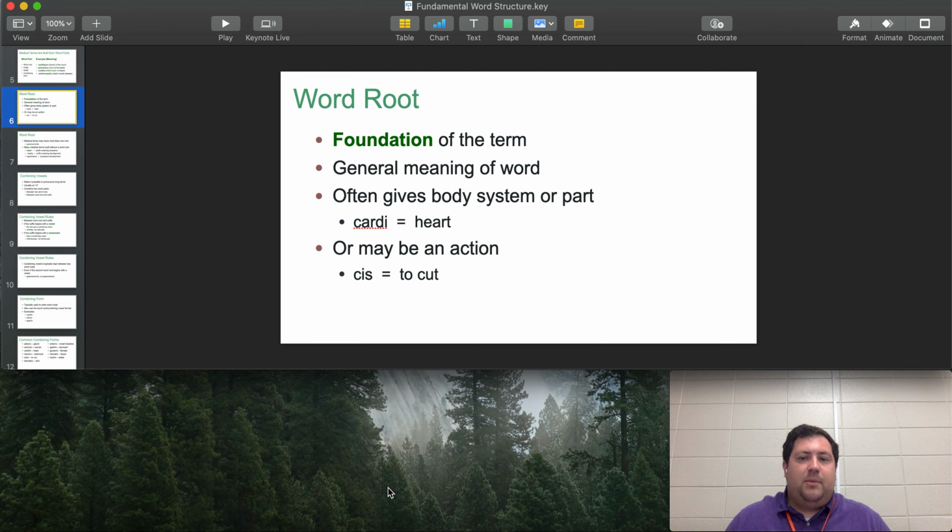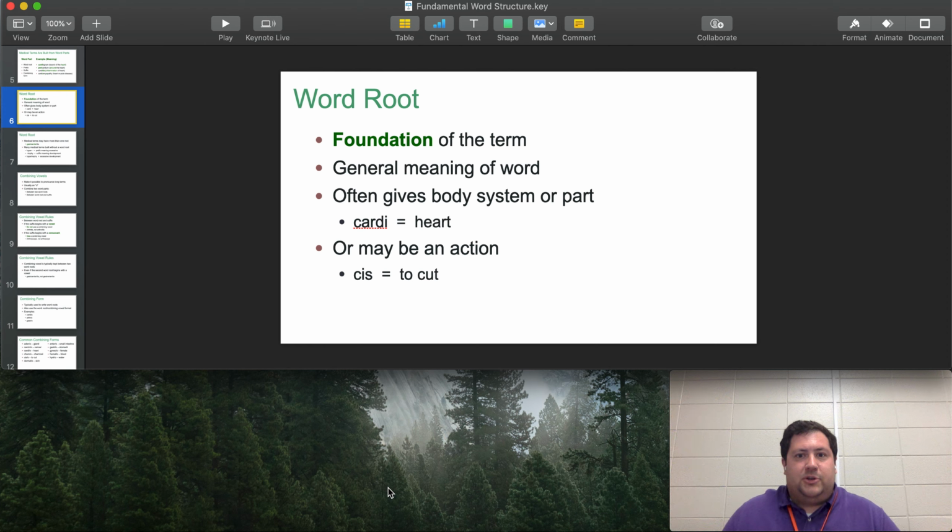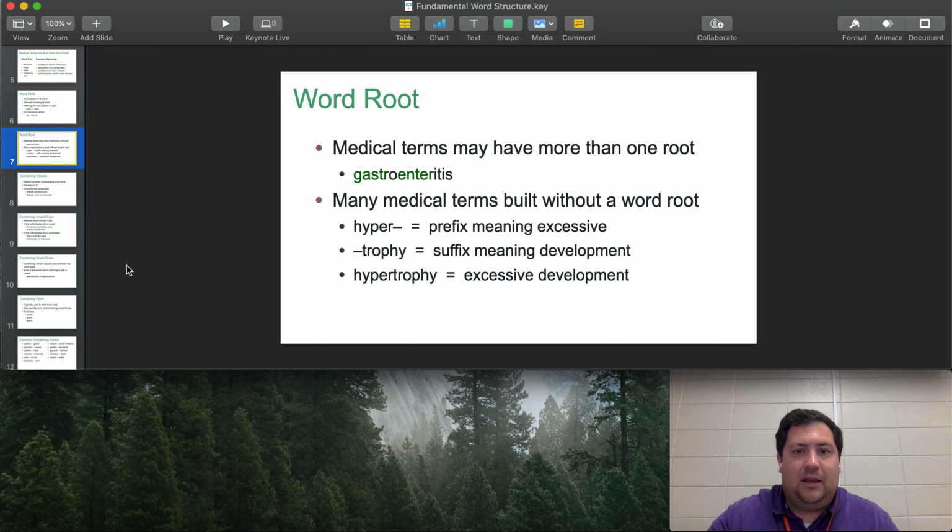Guys, today we're talking about word roots. When you are looking for the meaning of a medical term, look to the word root, because that's the foundation of the term. That's where everything starts, and that's where you should really be looking. A lot of times, the word root will give you things like where you're talking about in the body system, or the part, or what action is being taken in the body.